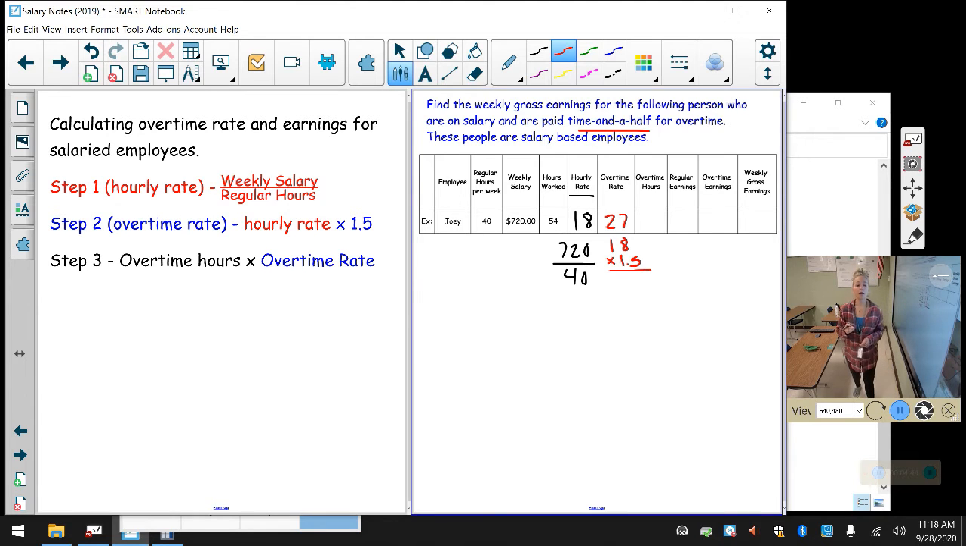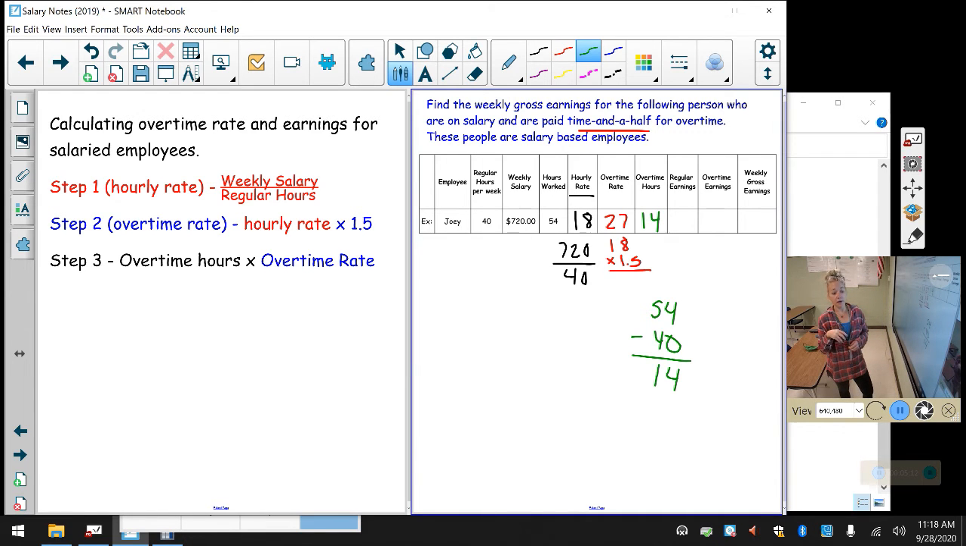Now, how many overtime hours did Joey have? Well, the same way you calculated the hourly, you calculate for salary. His regular hours are 40, but he worked 54. So we're going to go ahead and subtract. I'm going to take 54 minus 40, and that's going to give me 14, and that's how many overtime hours he worked.